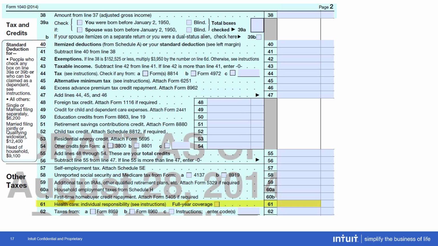And here's the box. You're probably already familiar with it. Line 61, healthcare. So if you have a penalty, it's going to go on line 61. Otherwise, you check the box if everyone in the household has coverage, full year coverage.